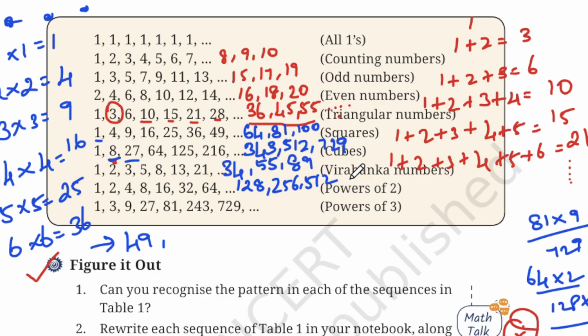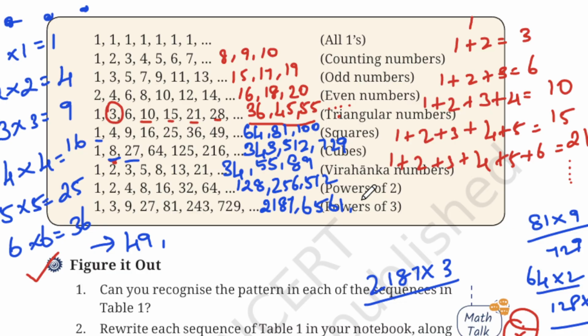Clear? So the next would be powers of 3. So what you have to do? You have to multiply by 3. That's all. So we have 729. If you multiply 729 into 3, you will be getting 2187. Again 2187 multiplied by 3, you will get 6561. Again this you have to multiply by 3.